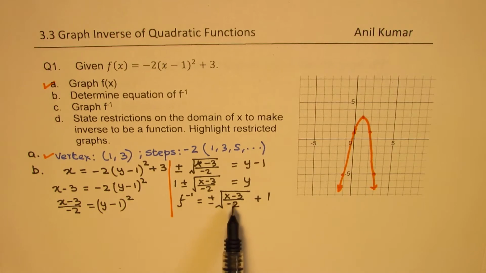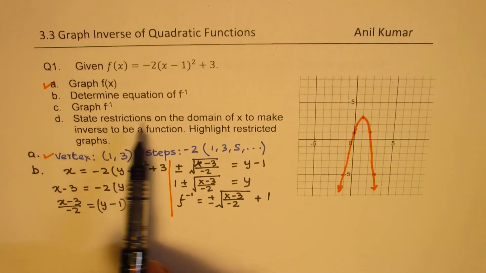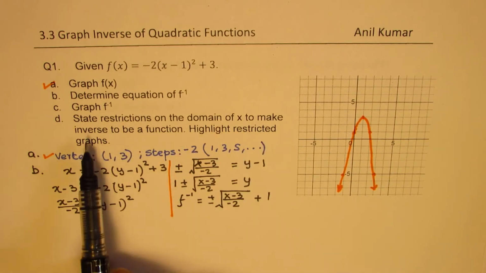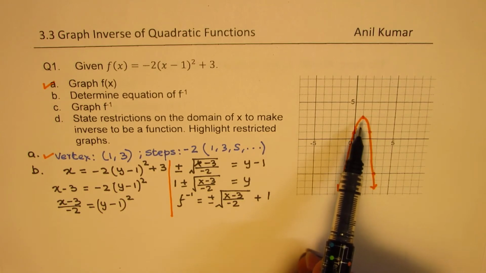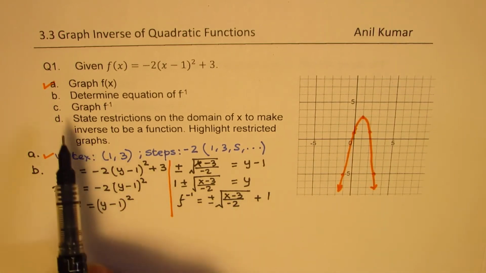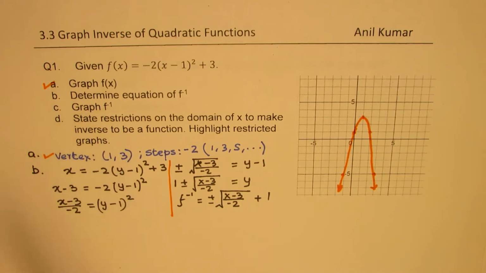And we see that inverse is not a function, right? And that leads to our D, which is state restrictions on the domain of x to make inverse to be a function. It is not a function. We need to restrict domain to find this. We'll do it later. Let's first do part C, which is graph f inverse x.